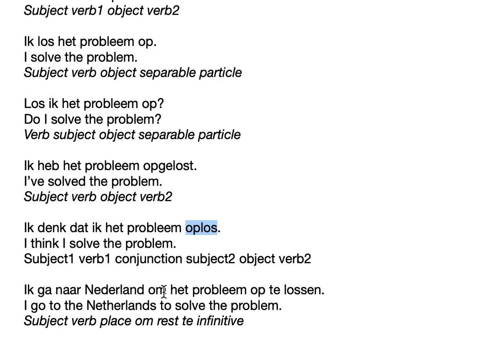Ik ga naar Nederland om het probleem op te lossen. I go to the Netherlands to solve the problem, and here op is rest. It is not an infinitive. Lossen is the infinitive of the separable verb, and you put it in between. So you know, om, rest, te, and then infinitive. And op is part of the rest, so you put it there.